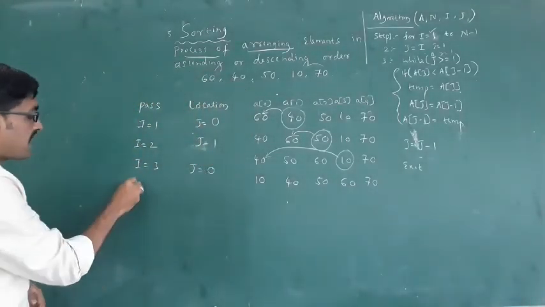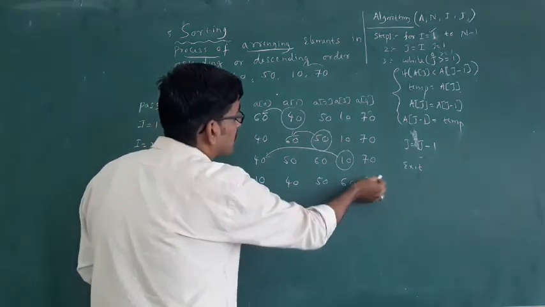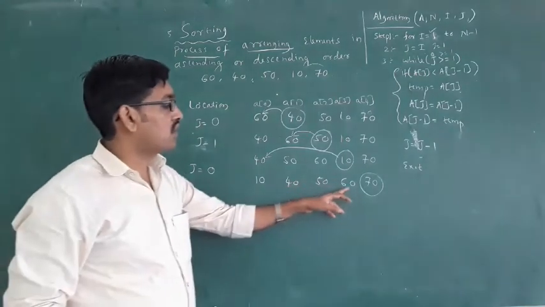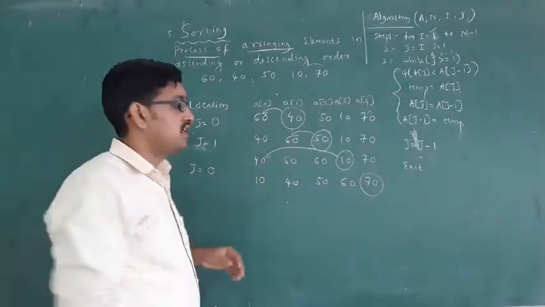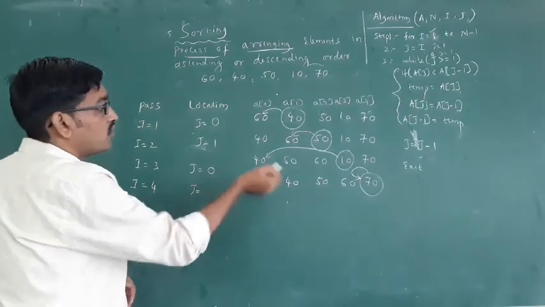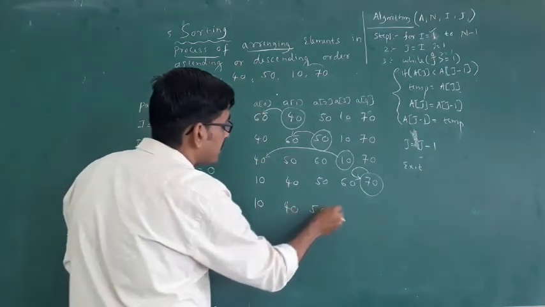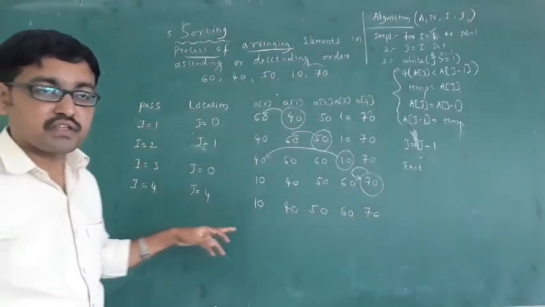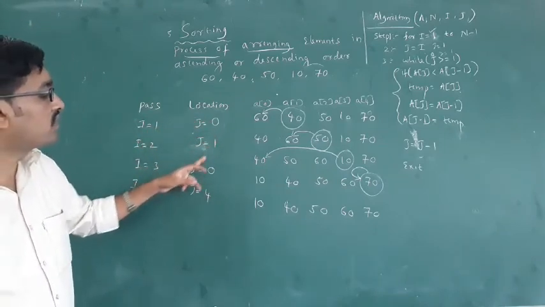Okay, next i equal to 4. Just round up 4. You have to compare whether it is 70. Itself it is sorted, then j equal to 4. Then you are getting 10, 40, 50, 60, then 70. This is sorted. Okay, sorted. This is the answer.